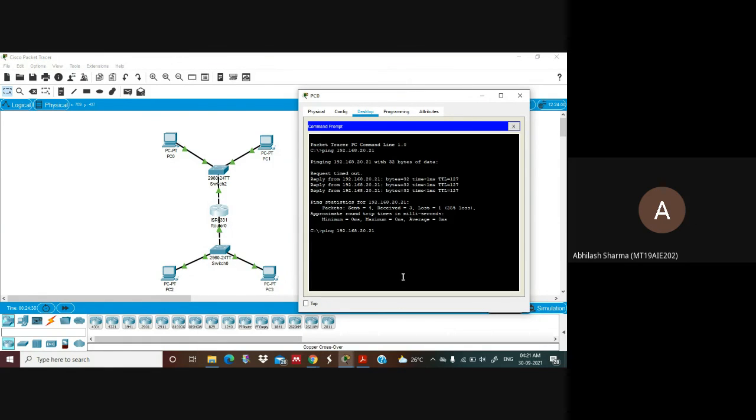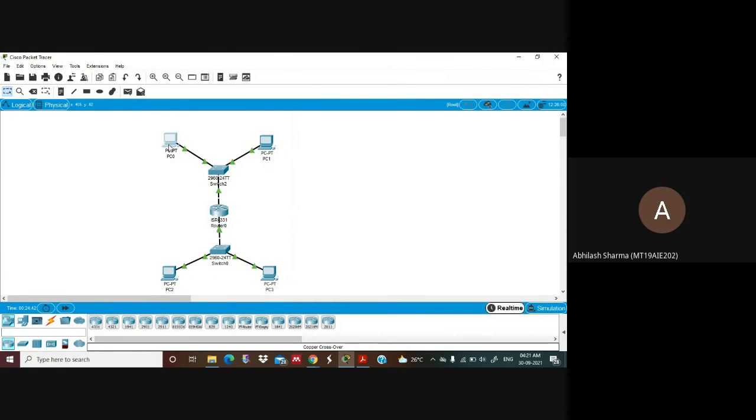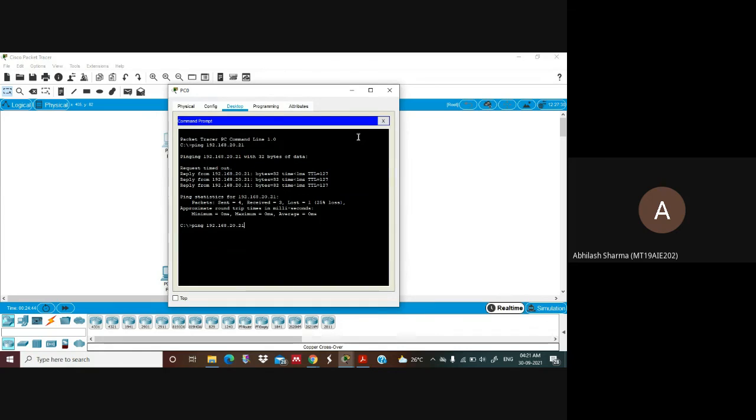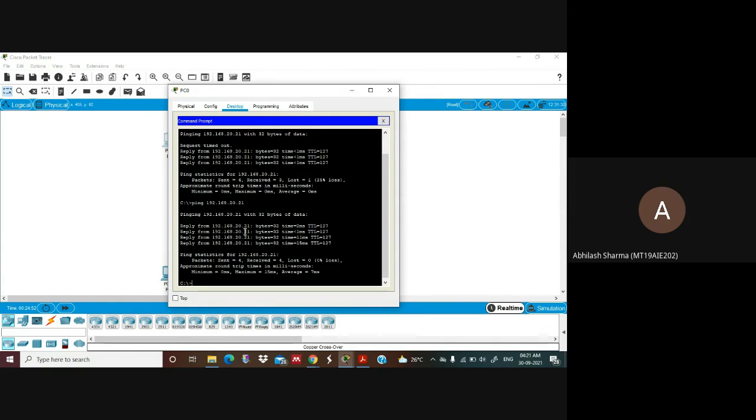So ping 192.168.20.21. I'm on PC0. We can see there is a response coming from 20.21. That is a different network. So this is about question one. Thank you so much.